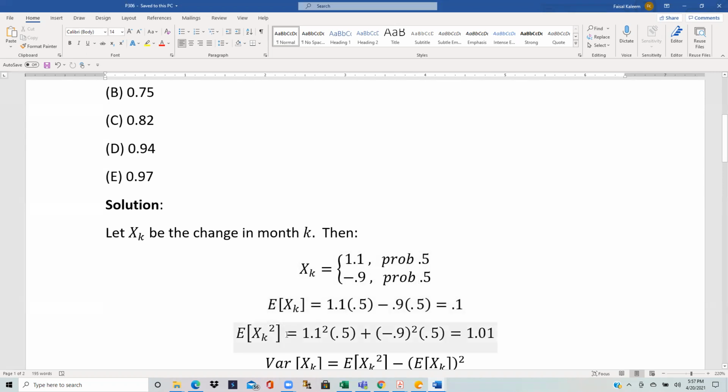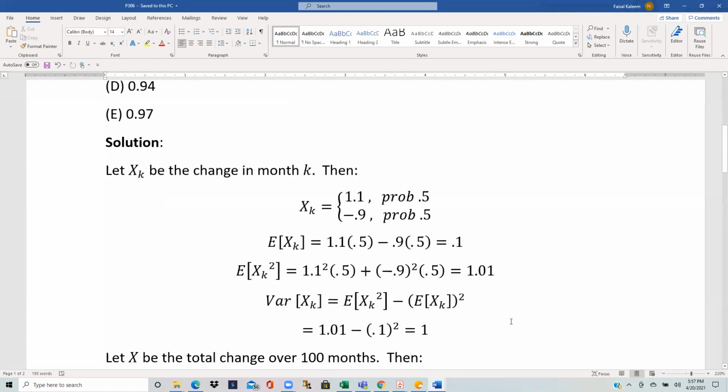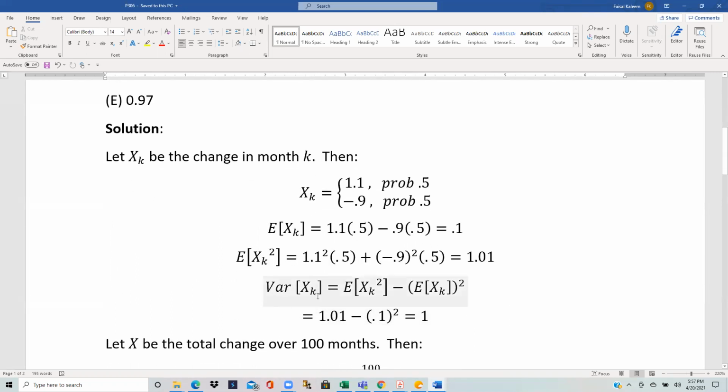And E of xk square: we square these, 1.1 square with probability 0.5 plus negative 0.9 square times 0.5. That's 1.01. And from there, we can get the variance of xk, which will be E of xk square minus E of xk whole square. So 1.01 minus 0.1 whole square equals 1. And now this is the information about the change in 1 month. xk was the change in one of the months, let's say month k.